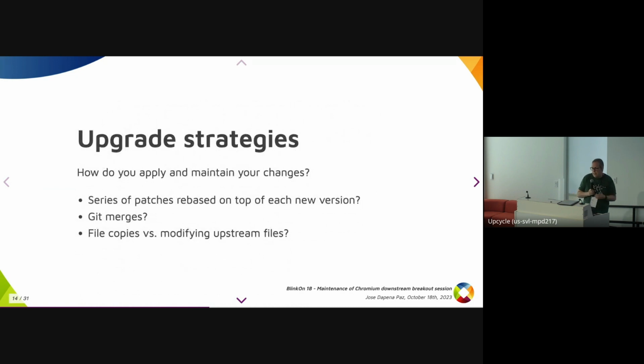So typically things that happen in this kind of discussion, you can have a series of patches that are based on top of each new version. You can use Git merge for doing that integration. Or there's often also the thing about maintaining files that you cannot reuse directly, you can copy the contents and start writing on them. And that has its own problems because you cannot catch up automatically with the upstream changes. This is the kind of thing that when maintaining a downstream often comes to the table.